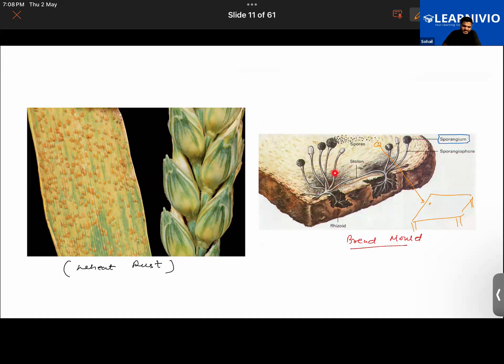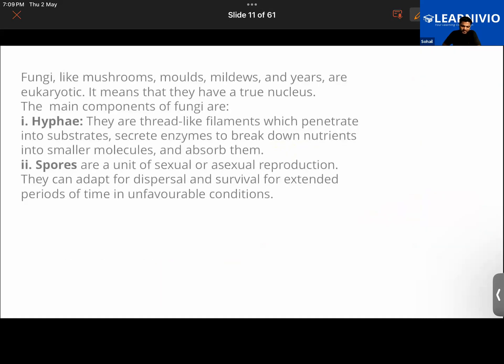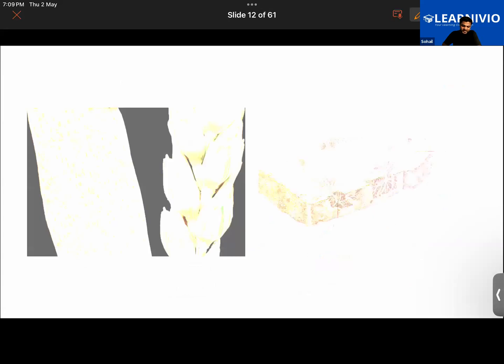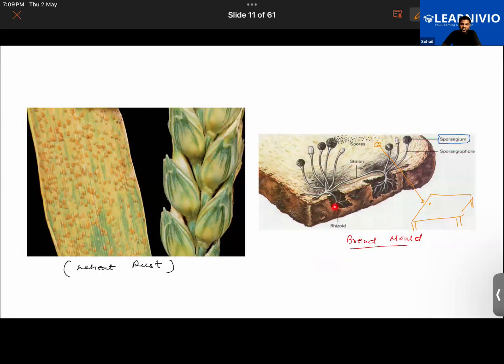Now, talking about this thread-like structure, what is their function? Just like you see in a plant, you have got roots. In a similar manner, fungi like bread mold will also have a root-like structure. Apart from that, penicillium and aspergillus also possess a root-like structure. This root-like structure will be absorbing all the nutrients from it.